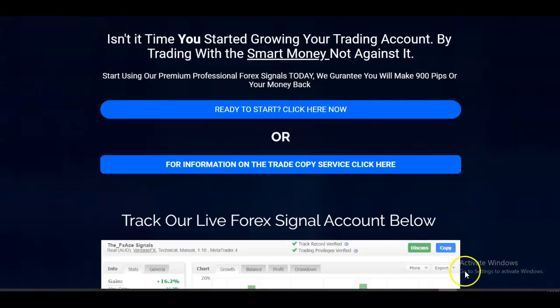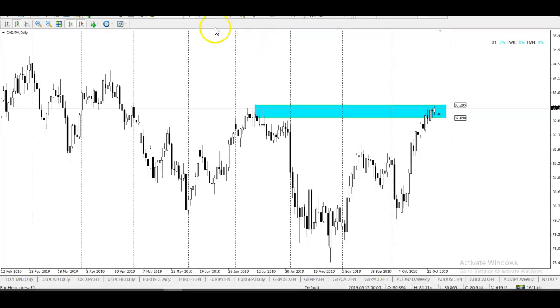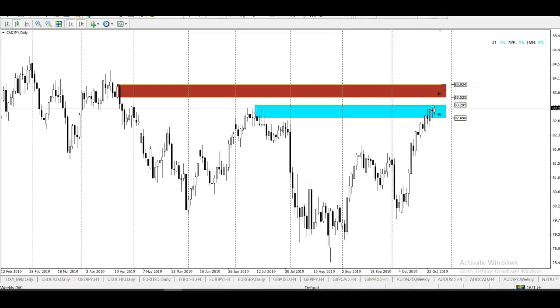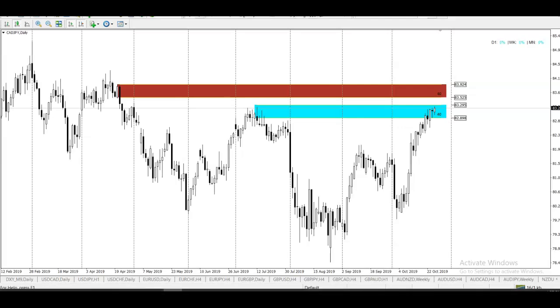Okay, so the signal that you receive this week is on the CAD Japanese yen. It's a sell trade at 83.4, 83,400, and there's a mistake there on the stop loss, but I'll just fix that in a minute. So we're entering just based on this signal up here, 83.4, and the stop loss is going to be above this zone. So stop loss is 84.1.